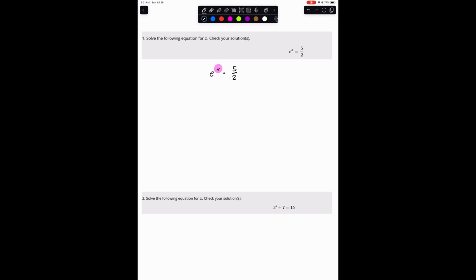Remember, natural log is logarithm base e, and to undo a base, so to say, you use a logarithm. So natural log both sides, same base, so these cancel, and you have an x remaining, and that equals natural log 5 halves. Okay, so this is your answer. x equals natural log 5 halves.